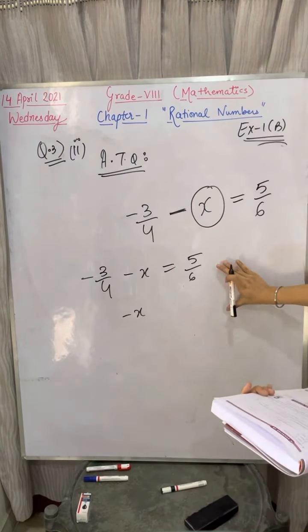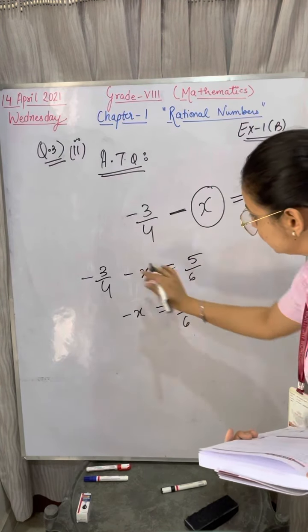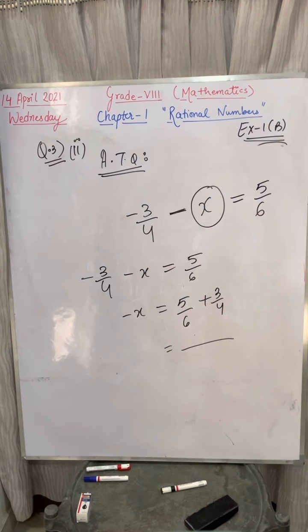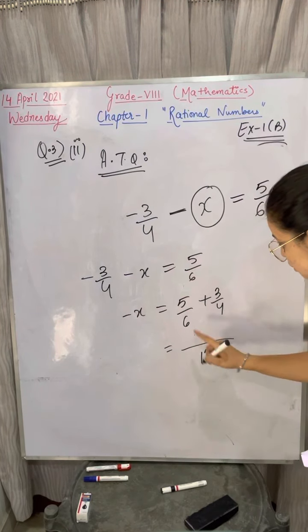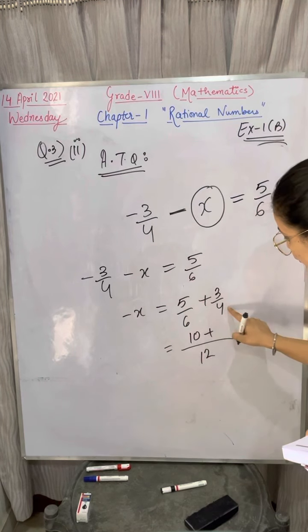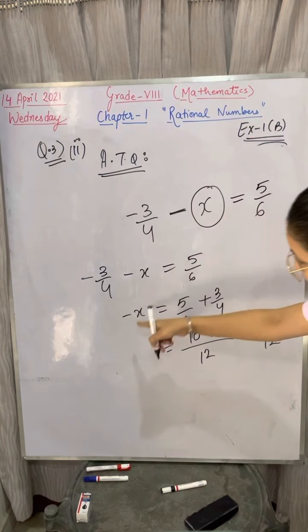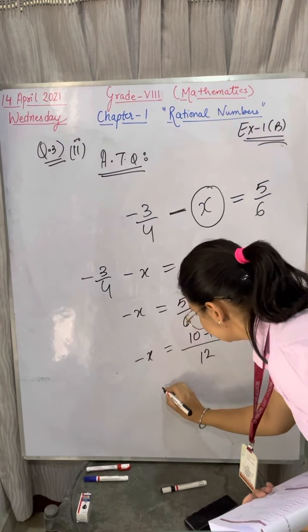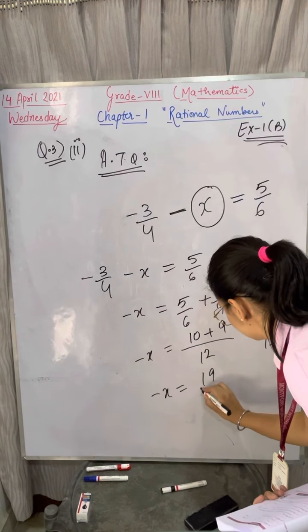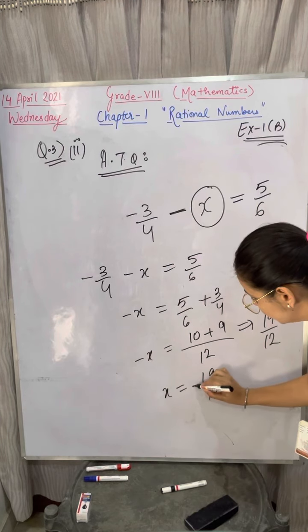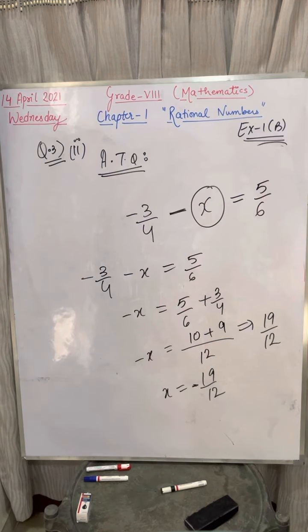Minus x will be here. I am taking this side: 5 upon 6, this will become plus 3 by 4. Take out the LCM of 6 and 4, which will be 12. Now 6 2s are 12, 2 5s are 10. 4 3s are 12, 3 3s are 9. It is equal to 19 upon 12. But here my x is minus x, minus x is 19 upon 12. So I am going to remove this minus sign from here. If I remove this minus sign from x, my minus sign will come to the opposite side.